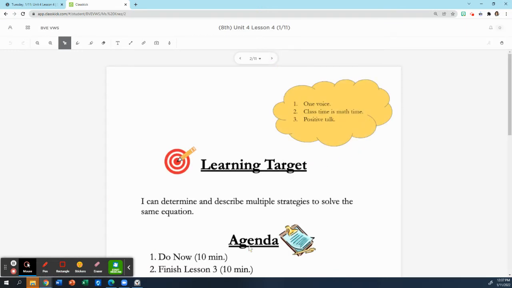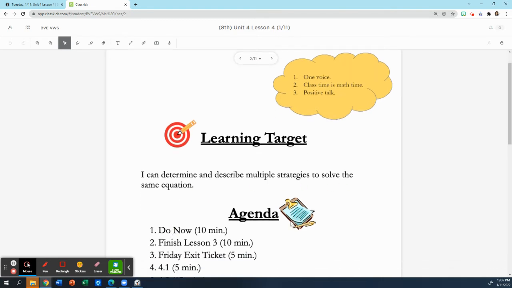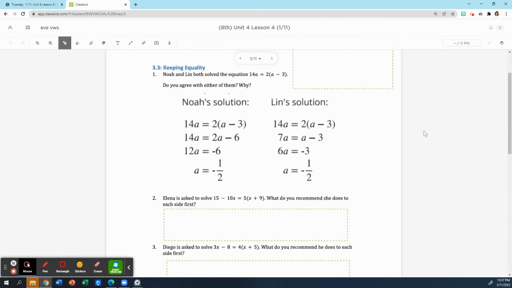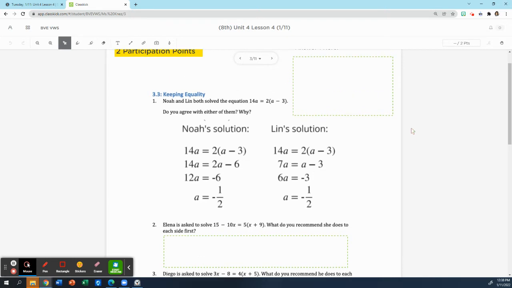On slide 2, you'll see today's learning target, describing multiple strategies to solve the same equation, and our agenda. The first thing we did was return to lesson 3. In lesson 3, we talked about Noah and Lynn's solution to this equation, 14a equals 2 times (a minus 3). We discussed how Noah's solution and Lynn's solution were different. You don't need to do anything on this slide, just follow along with the video here.